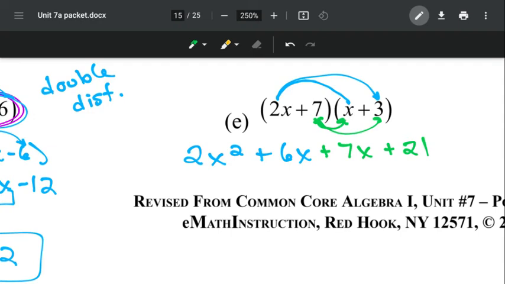Oh, one thing I did forget to mention. You know you have to do double distribution when in between your parentheses, there are no plus or minus signs. If you see a plus or minus sign here, then that means you're adding or subtracting. Okay, back to the problem. Last thing I do is combine like terms. So I have 2x squared plus 13x plus 21.